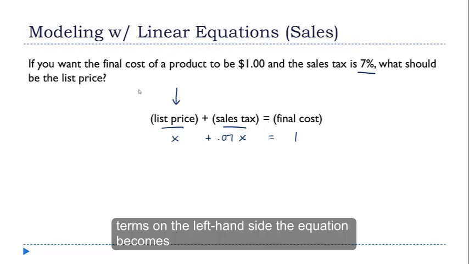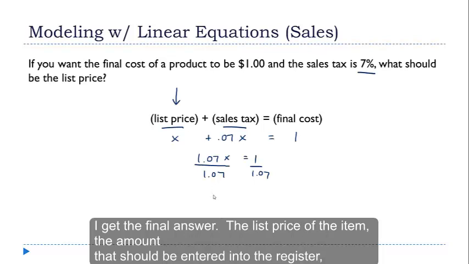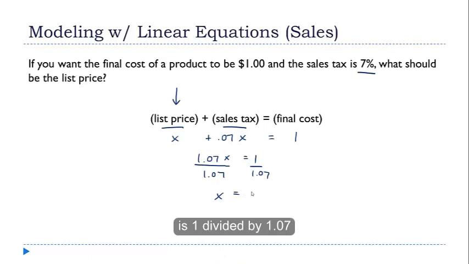If I add together the two terms on the left-hand side, the equation becomes 1.07x equals 1. And if I divide both sides by 1.07, I get that the list price of the item, the amount that should be entered into the register, is 1 divided by 1.07, or 93 cents.